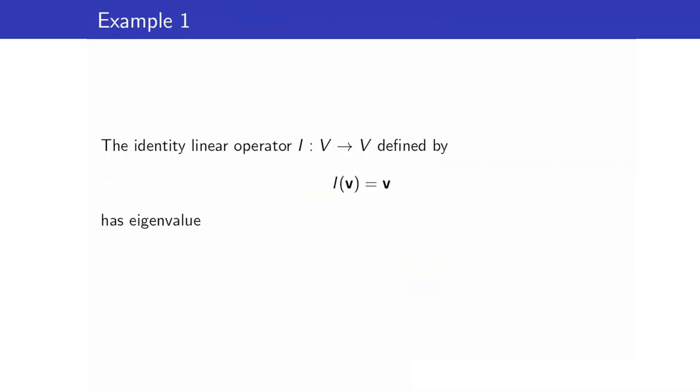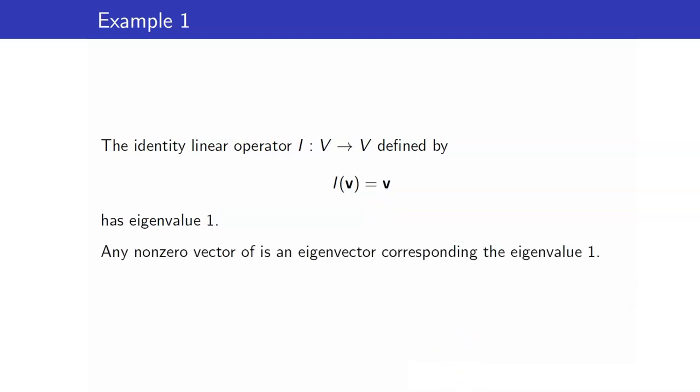Let us consider the identity linear operator. Recall that it sends any vector in V to itself. What would be an eigenvalue of this linear operator? Take note that I of v is equal to 1 times v. So therefore, it has an eigenvalue of 1. Actually, that is the only eigenvalue. And what would be the eigenvectors? This is true for any vector. But remember that for you to be an eigenvector, you have to be non-zero. So therefore, any non-zero vector is an eigenvector of the identity linear operator corresponding to the eigenvalue 1.